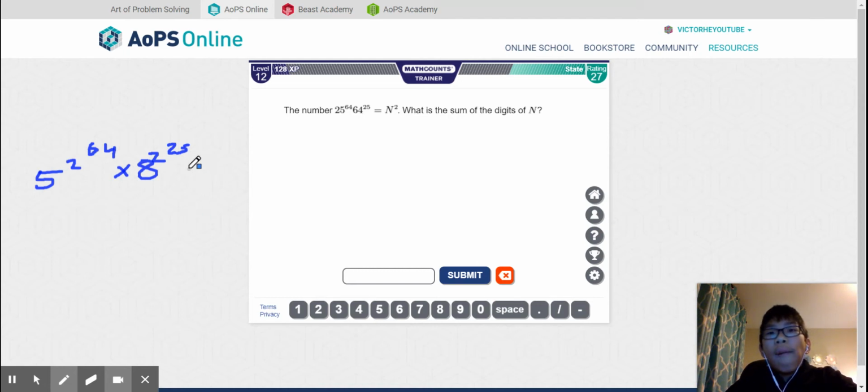Okay, so we know that this equals n squared. And we're looking for the sum of the digits of n. That's tough. I guess we could square root all of these. So if we square rooted all of these, we would get that 5 to the 64th times 8 to the 25th equals n. What is the sum of the digits of n?